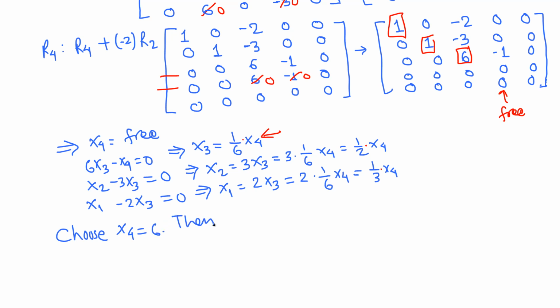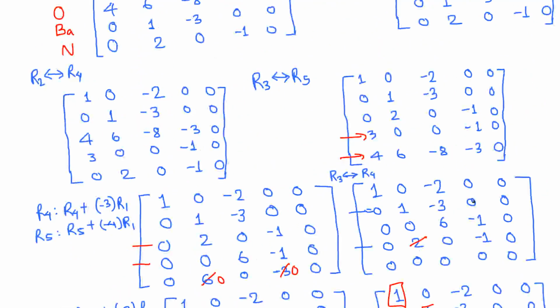Then we can write everything now. x1 is 1/3 of 6, that is 2. x2 is 1/2 of x4, 1/2 of 6, 3. x3 is 1/6 of 6, just 1, and x4 we just chose 6. So we're going to plug this back on the top: 2, 3, 1, 6.